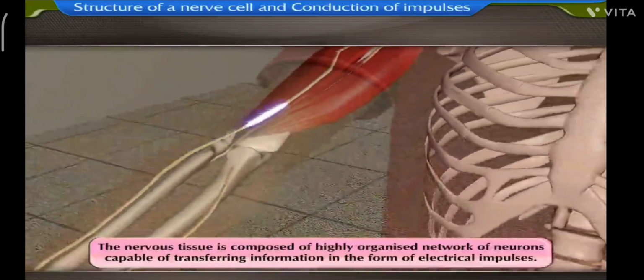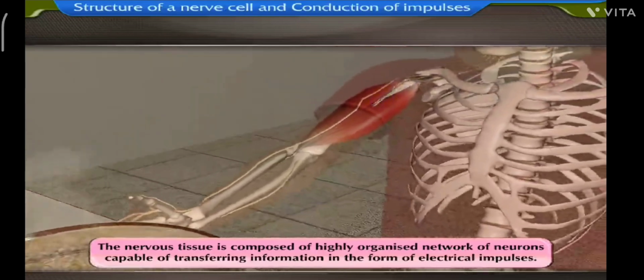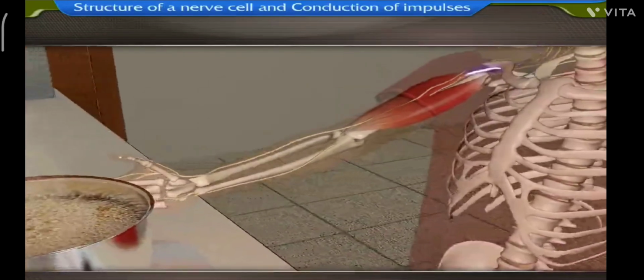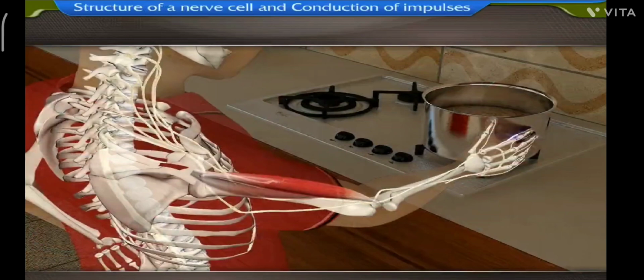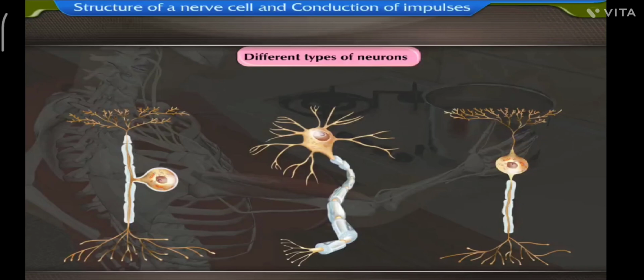Thus, the nervous tissue is composed of a highly organized network of neurons capable of transferring information in the form of electrical impulses from one part of the body to another. The small gap in between consecutive neurons is known as the synapse, through which the impulse is conducted by chemical means. As we have studied the conduction of impulses through neurons, let us now understand the different types of neurons performing specialized functions.